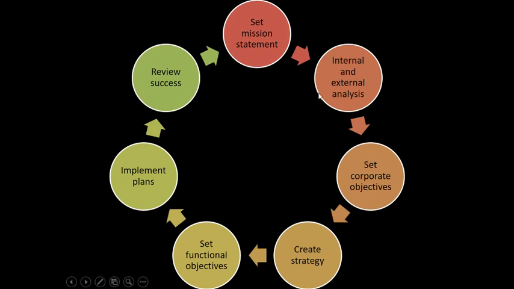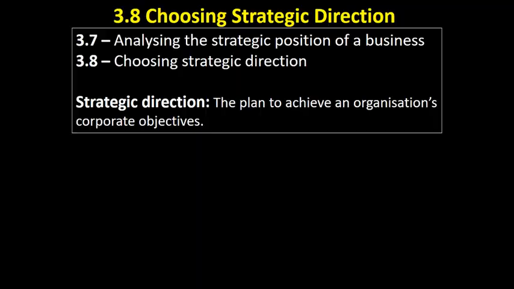Once we've done that, we've got a pretty good idea of, number one, what the purpose of the organisation is, and number two, what we're good at and what the opportunities are for us to exploit. Once we've undertaken that process, we can then set our corporate objectives for the next year or the next 5 years. And once we know where we are and where we're trying to get to, then we can set our strategy, which is where this Unit 3.8 comes in. We're looking at actually creating our strategy.